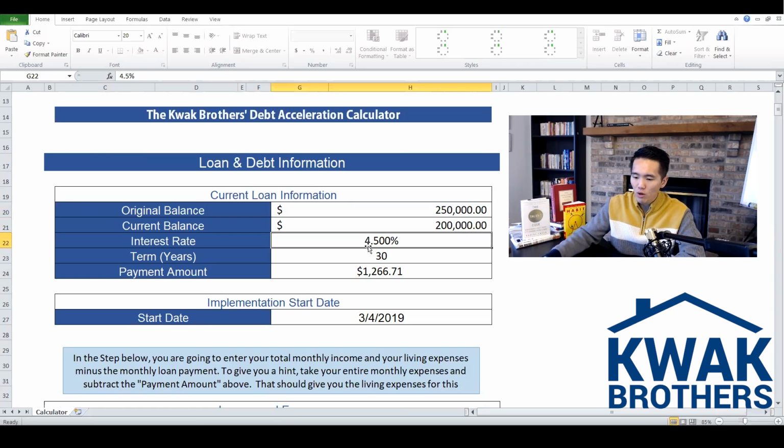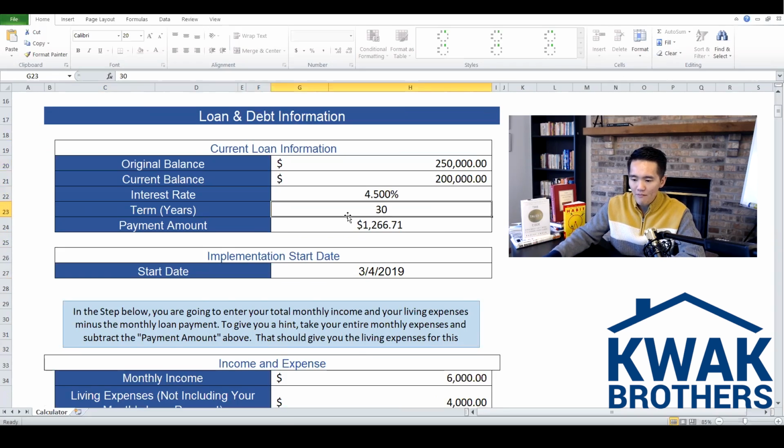Interest rate is pretty simple. Go ahead and put in your interest rate. If it's an amortized loan, go ahead and put a 30-year amortized term. If it's a 15-year loan, go ahead and put 15-year. If you're doing this on a car loan, chances are you have a 5, 6, or 7-year loan. So you're going to go ahead and put that number there.